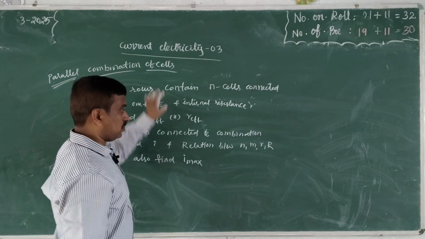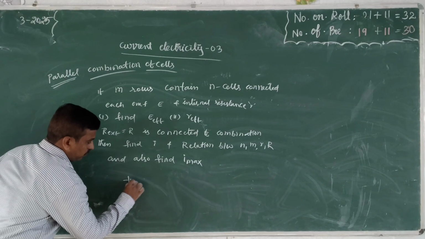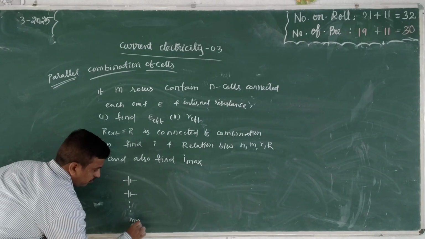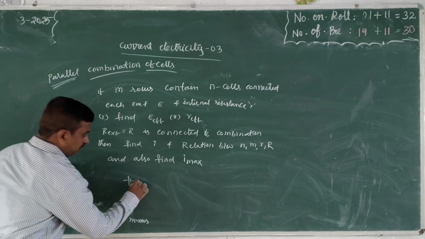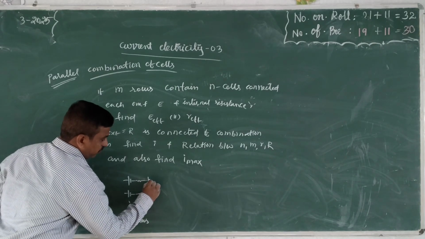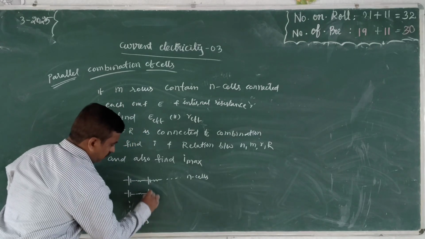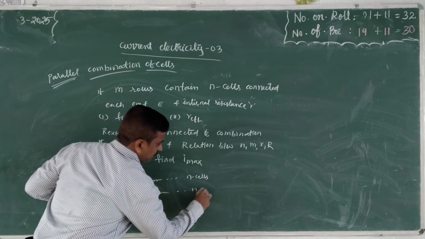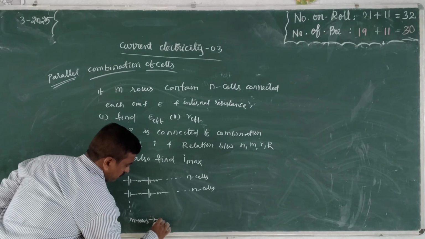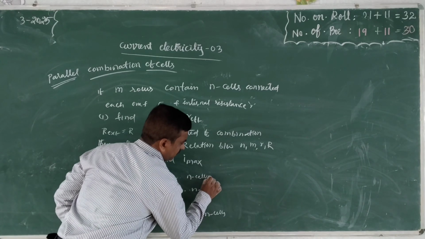If there are m rows, see here, I write m rows. Here it is one row, and here the second row. M rows are there. Each row contains how many cells? N cells. Here also n cells, and here also n cells. These are connected.